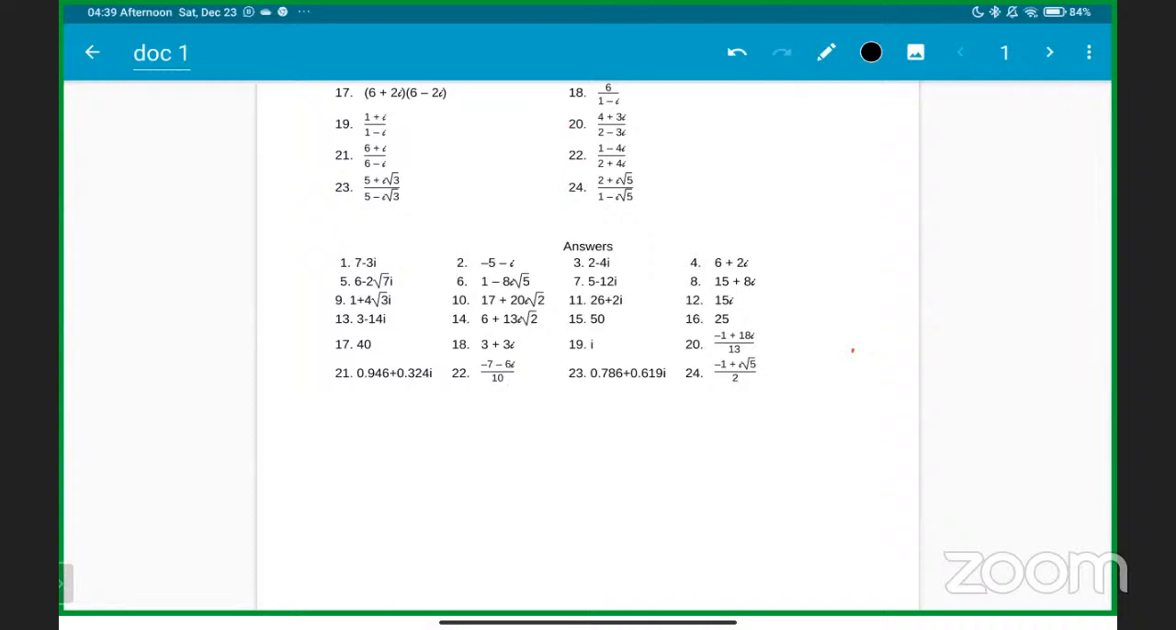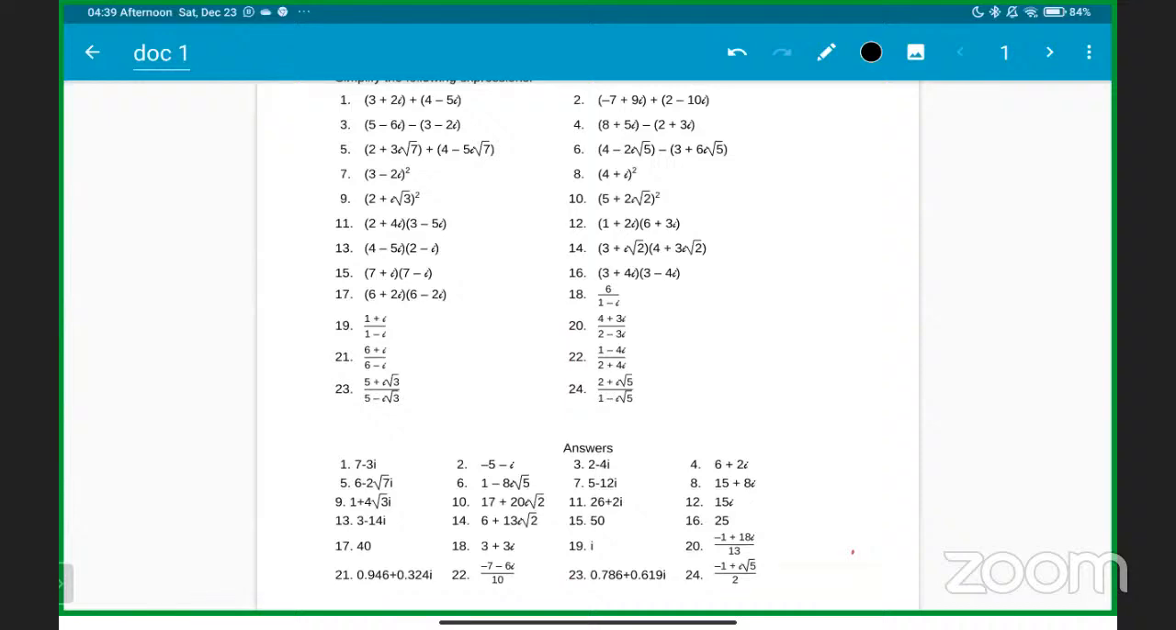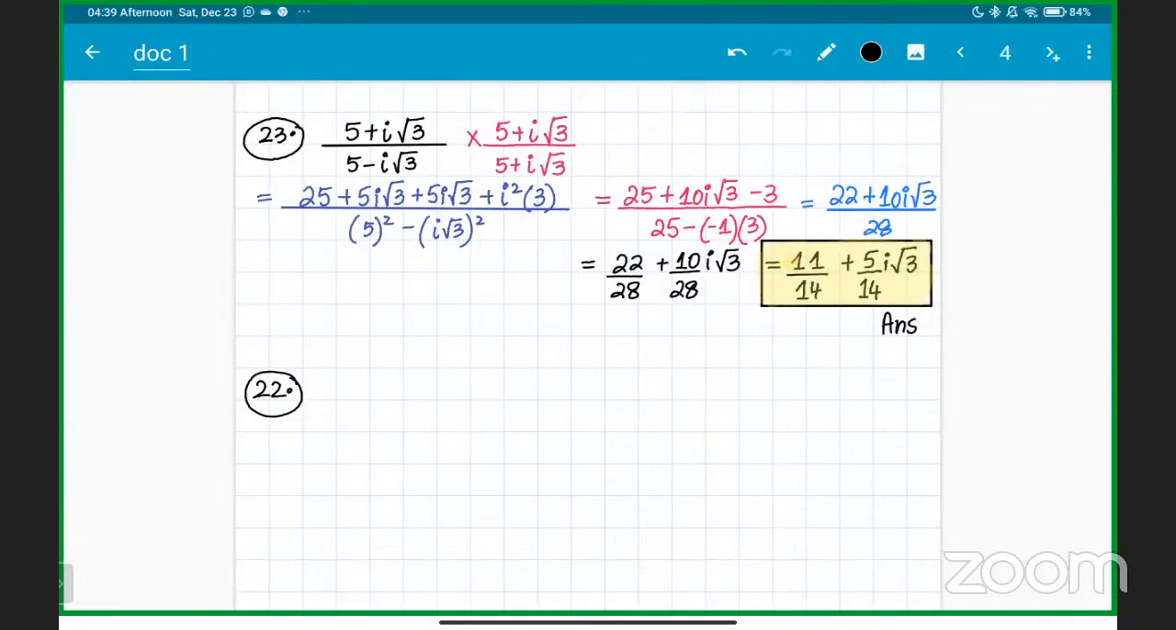Guys, you need to do it by today or tomorrow, because when we move forward in this chapter it should be already clear.